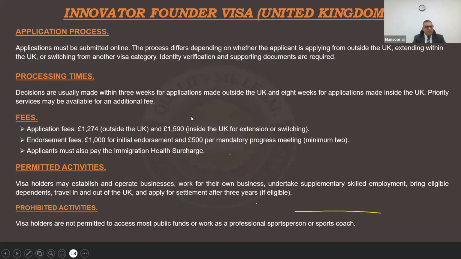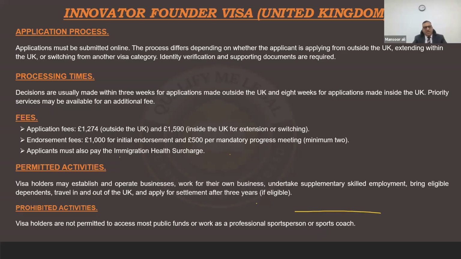As far as the application process is concerned, you need to apply online. As I told you before when we were discussing the visit visa, you need to apply through gov.uk, and thereafter you need to open up your account. The procedure is the same, and thereafter you're going to apply. You need to give your biometrics.